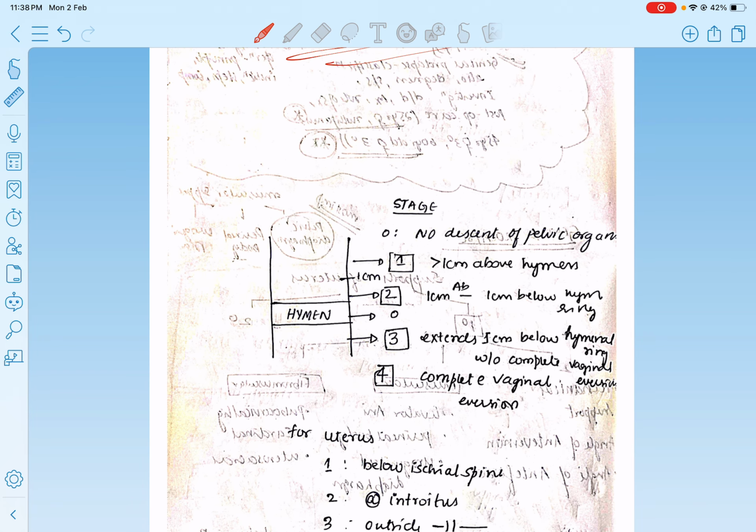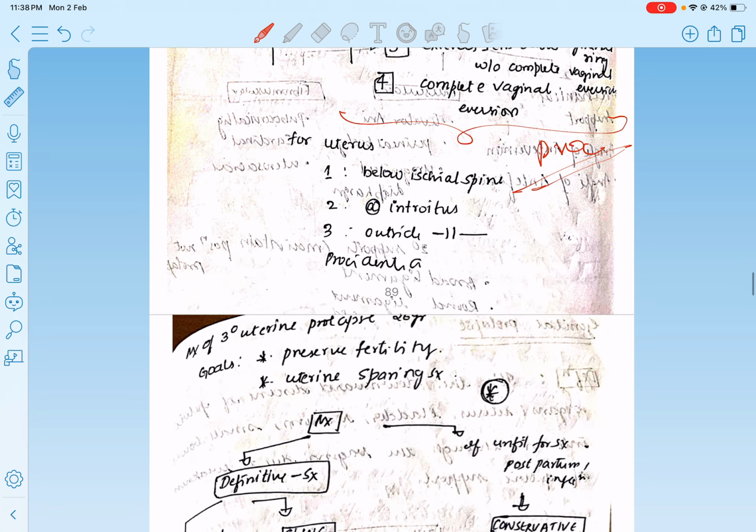Again, first, what is the reference point here? If it's more than 1 centimeter, it's stage 1. Then from 1 centimeter to 0, it's stage 2. Then if it's completely out, that is called procidentia.